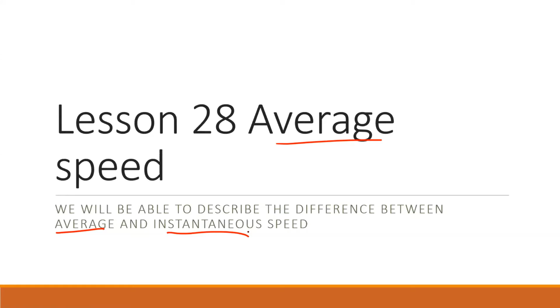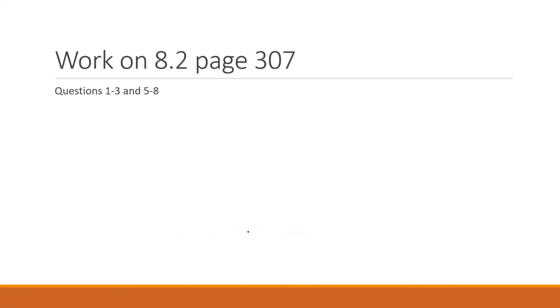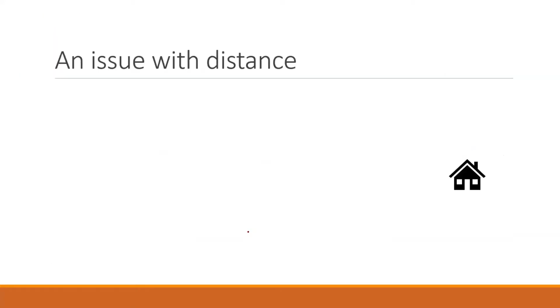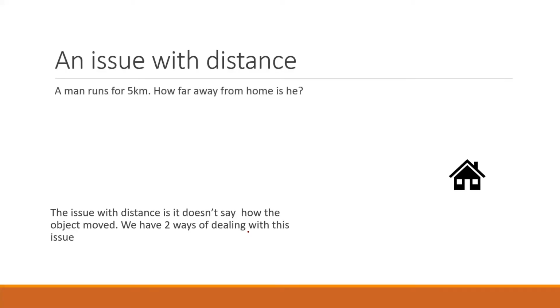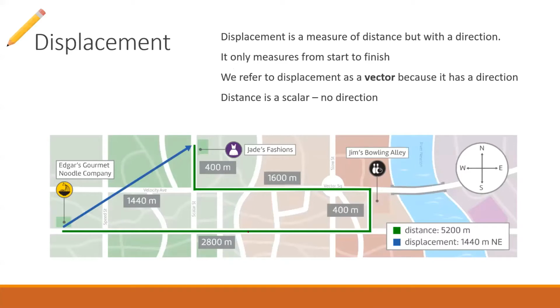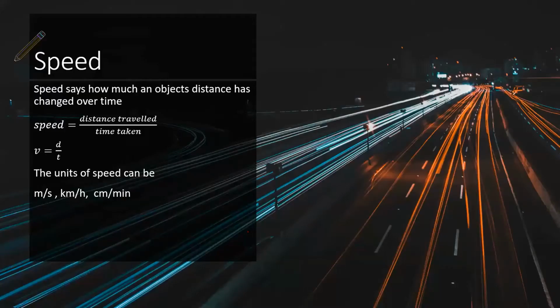So what are these two words? We've talked about what speed is. What was speed? Let's get a quick reminder. We talked about motion. We started off by saying distance and displacement. We said displacement is all about not just how far you've gone, but also which way you went. It's a vector quantity because it has direction, whereas distance is scalar. Speed, on the other hand, is a scalar quantity. It is the distance traveled over time taken.